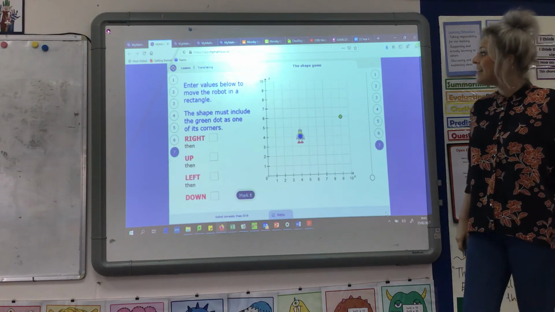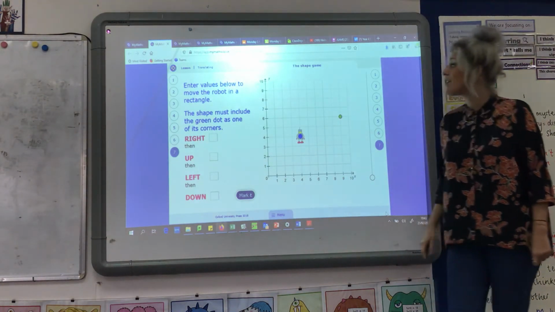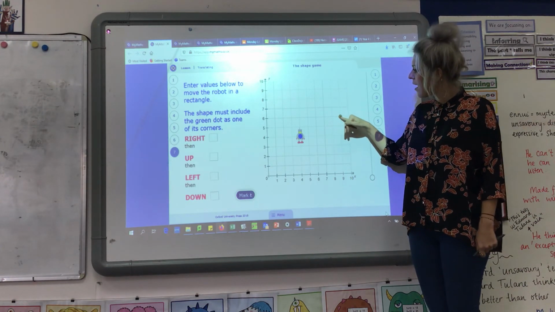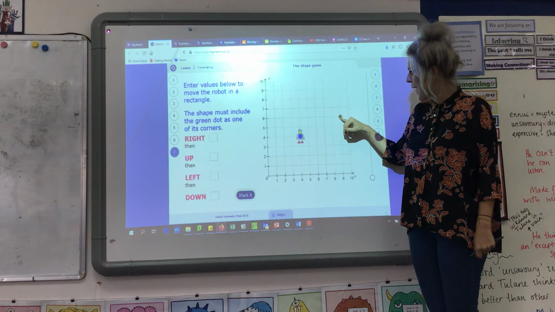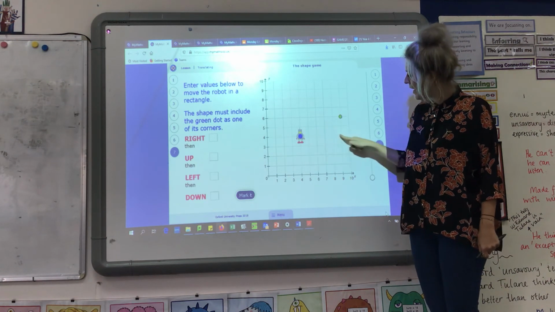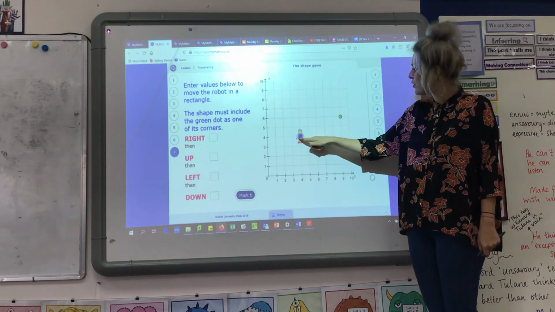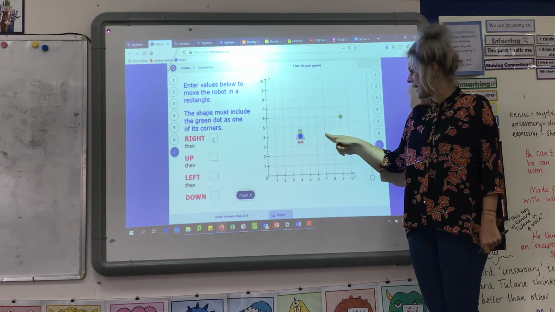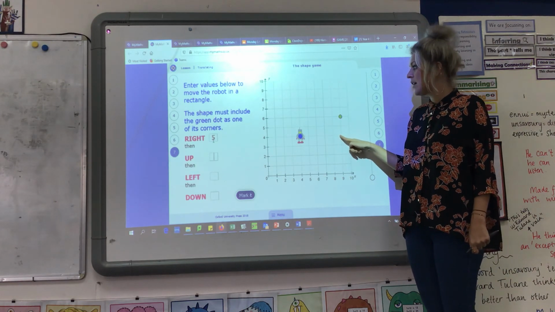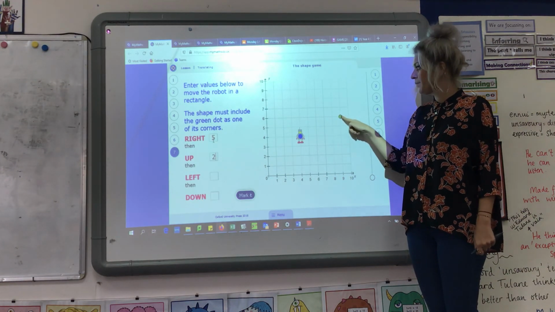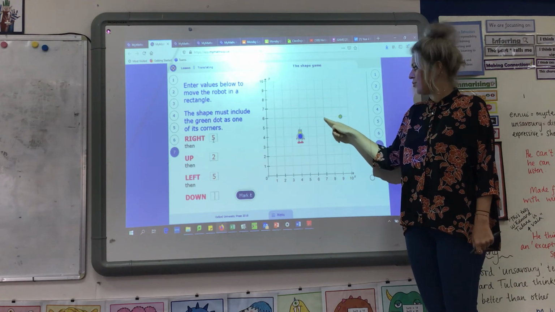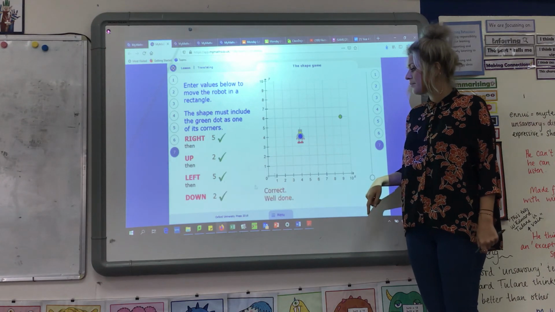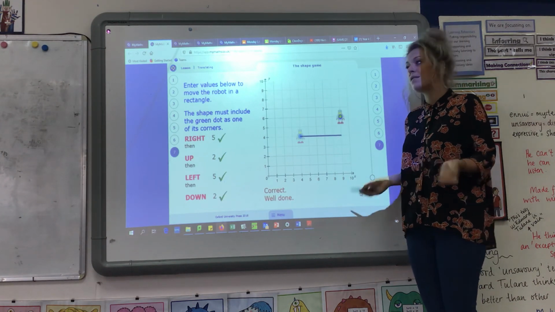Okay, enter the values below to move the robot in a rectangle. And again, the shape must include one of the green corners. So I am going to do a lengthways rectangle here. So let's move across to the right 1, 2, 3, 4, 5. Then let's move up 2. Then let's go left 5. 1, 2, 3, 4, 5. And down 2. 1, 2. Lovely. Thank you very much.